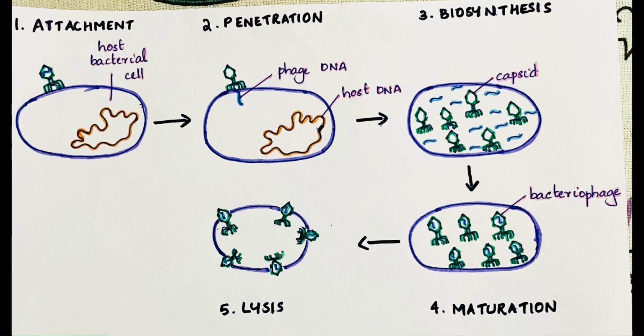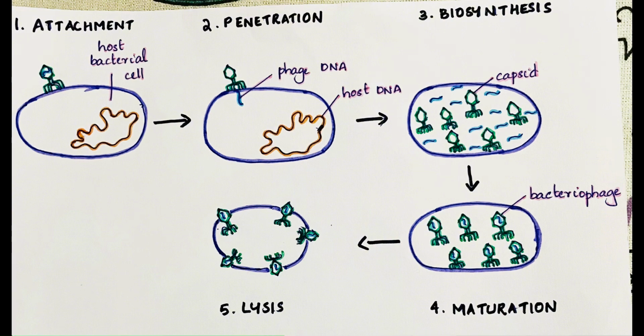The third step is synthesis. Once the bacteriophage genome enters the cytoplasm, the phage DNA initiates the synthesis of early proteins. Some early proteins break the bacterial DNA and take control of bacterial cell machinery. The other early proteins serve as enzymes for the replication of phage DNA. The newly synthesized phage DNA produces late proteins, the proteins used for phage capsid.